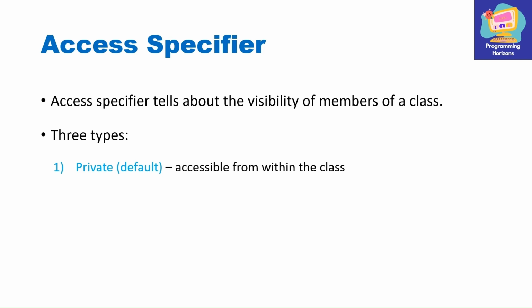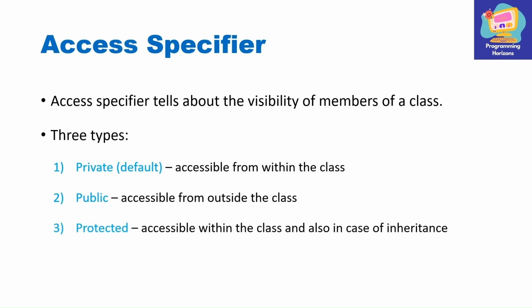First one is private. This is the default access specifier for the members of a class. When a data member or a member function is defined as private, then it is accessible only from within the class and cannot be accessed from the outside world. Second access specifier is public. This means all the members can be accessed from outside the class as well. And third access specifier is protected. This means that the member data or member function can be accessed not only from within the class but is accessible by the derived classes also.